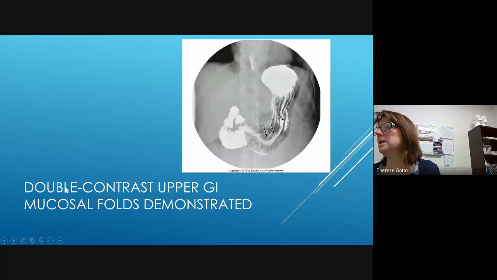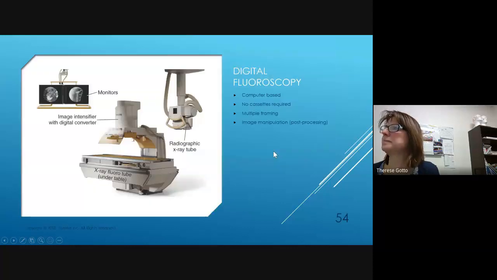Okay, with this double contrast, the reason we like it is we use a thicker barium. It helps coat the inside lining so that you can see the folds well once you have given your patient the air. So that thick barium can coat inside and then the air can delineate those folds.